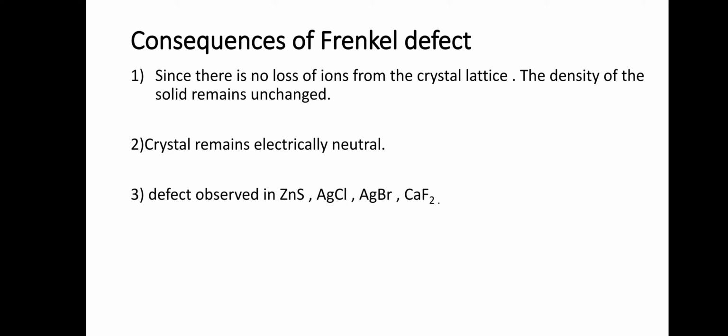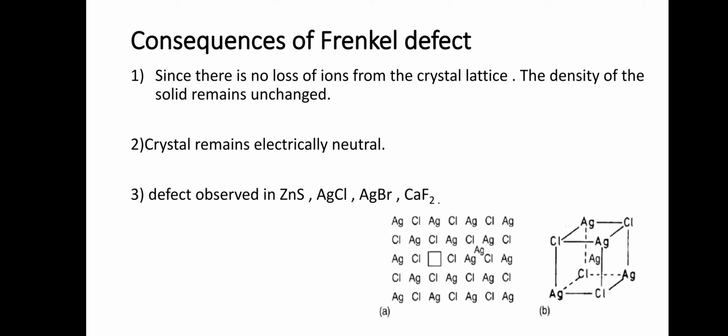This defect is observed in compounds such as zinc sulfide, AgCl, AgBr and CaF2. For example, we are seeing the crystal lattice of AgCl. Now in this, Ag is missing, a cation is missing, and it goes into the interstitial space, as shown in diagram A and diagram B also. So this is a type of Frenkel defect.